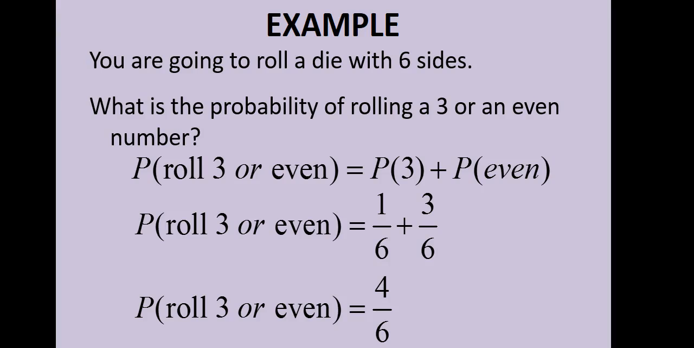1/6 again plus 3/6 is equal to 4/6. So the probability of rolling a 3 or an even number on a die of 6 sides would be 4/6. Of course, that simplifies to 2/3, and we always want to simplify our fractions.